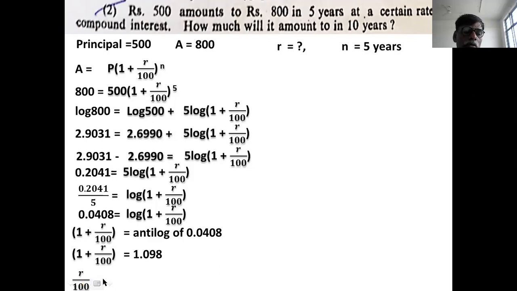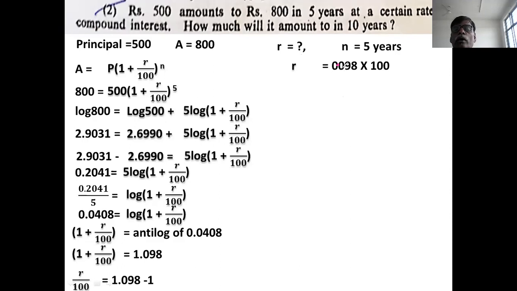And you take this 1 to the right hand side. R by 100 is equal to 1.098 minus 1. I forgot to give the point, you give the decimal point here. Here is the decimal point.